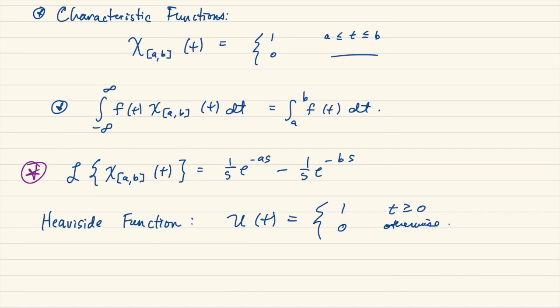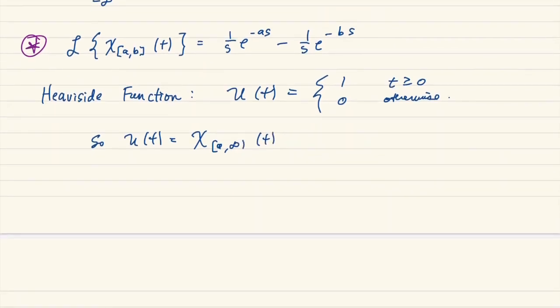So it's 1 if t is greater than or equal to 0, and 0 otherwise. So you can think of u as the characteristic function from 0 to infinity. Okay, nothing mysterious yet. The next step, though, is to talk about the shifted Heaviside function.